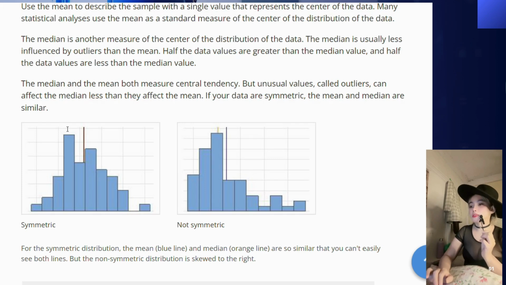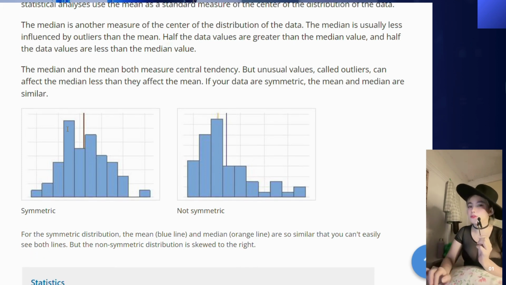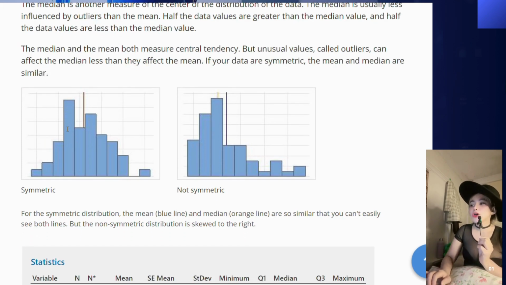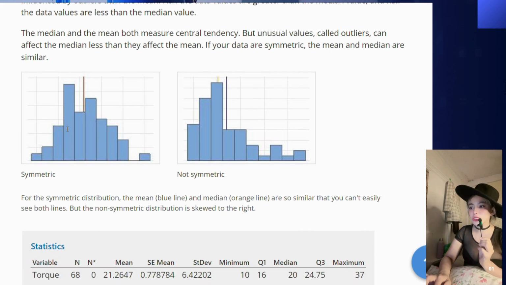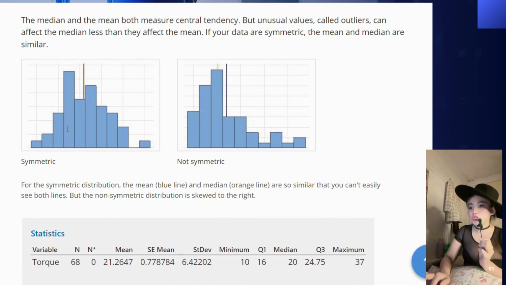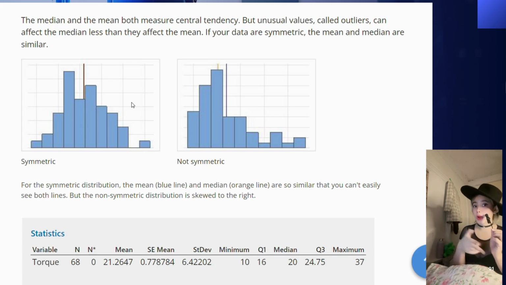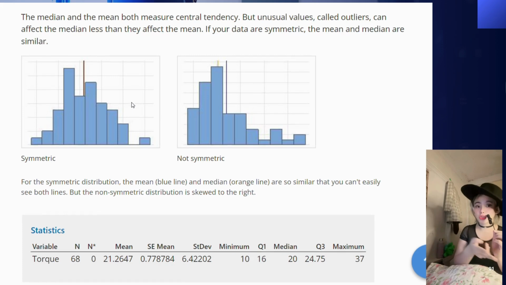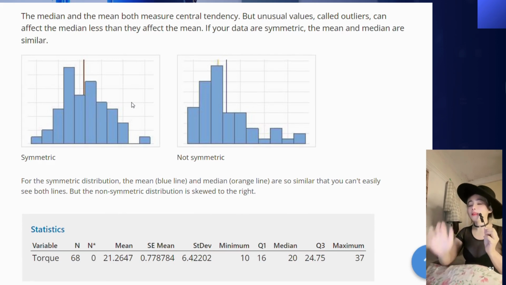Later on about really needing to fix the data when that happens. For the symmetric distribution, the mean blue line, which is here, and the mean orange line are so similar that you can't easily see both lines together. But the non-symmetric distribution is skewed to the right. Non-symmetric is skewed to the right. That's lower values. So you can go ahead and check the statistics there again.